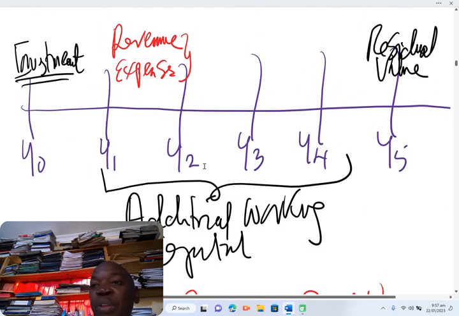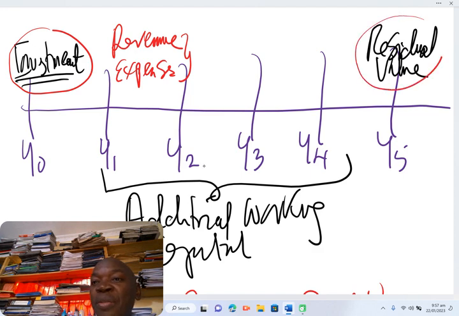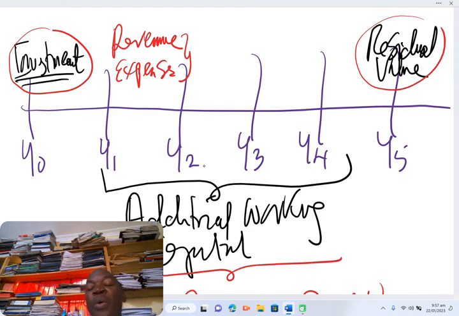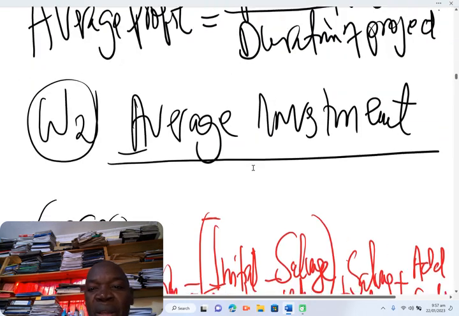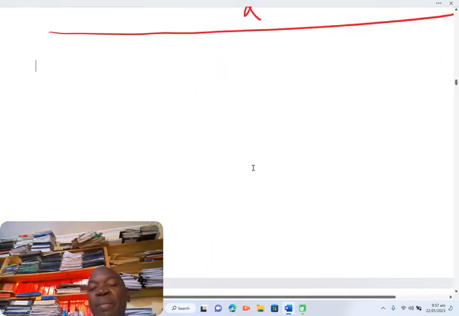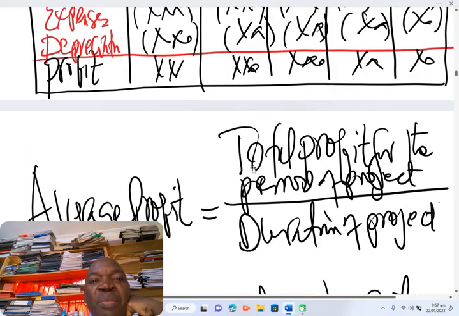So you have initial investment, which is here. You have residual value, which is here. And then you have additional working capital. So you take initial investment minus residual value divided by 2. And then you add residual value, you add the additional working capital. That is very important. So getting this one, we have now 2 workings, and then you can solve the problem.